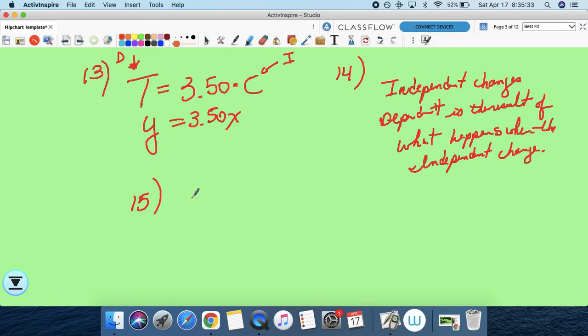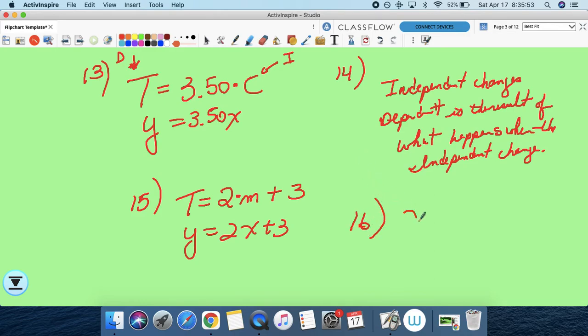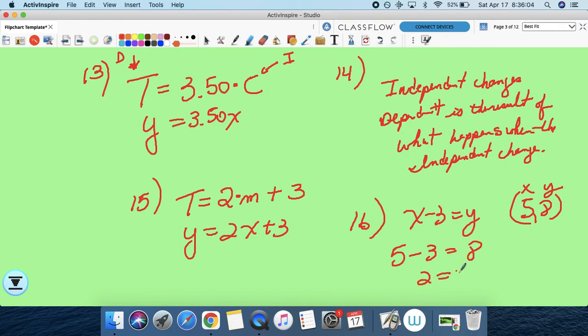15, this is the taxi problem. So it says $3 to take a taxi plus $2 for every mile. So the total that you pay, well, it depends on the miles. How much is each mile? $2 per mile. Plus, remember, you have to pay $3 to get in the taxi. We can write 2x plus 3. 16, x minus 3 equals y, and we're going to use the pair 5, 8. So this is 5, this is 3, and y equals 8. Is that true? No. So that point is not on the line.